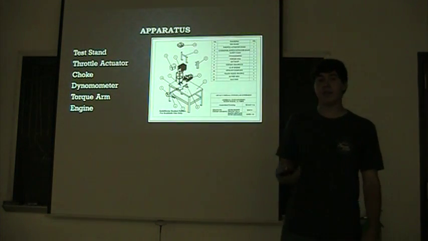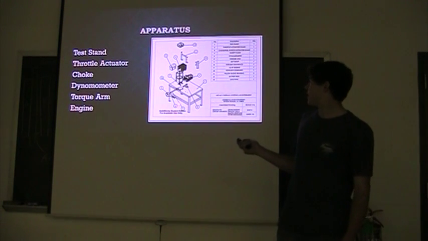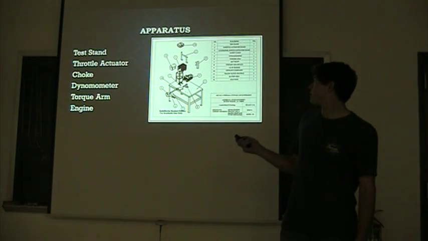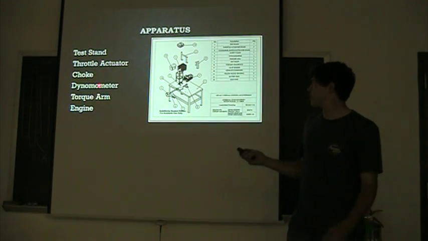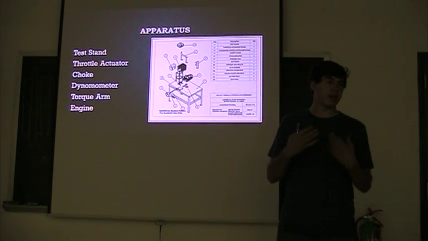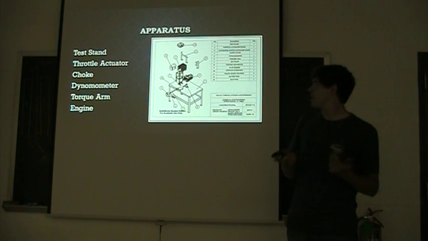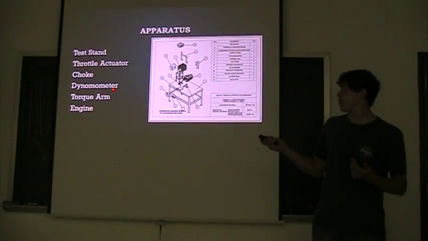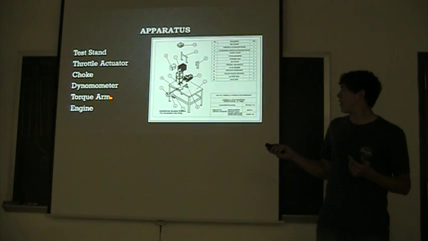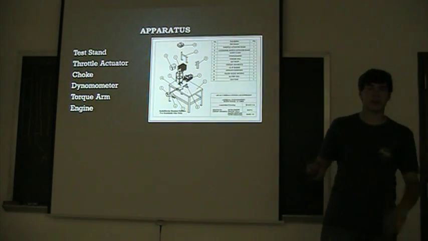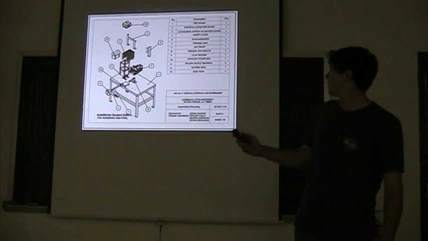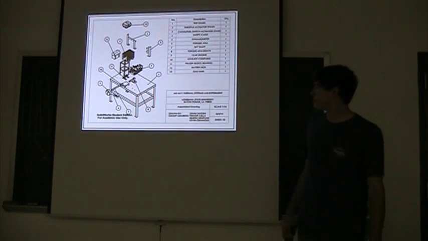And what we need for the lab is a test stand, the throttle actuator, as you can see over here, which is actually just a brace to pull the throttle. Choke, which will restrict the amount of air that can go into the motor initially. The dynamometer itself, which we'll talk more on later. And then we have the torque arm and motor, which are also just going to go here, holding everything down. The motor is what we're actually measuring. Just a little blown up diagram.